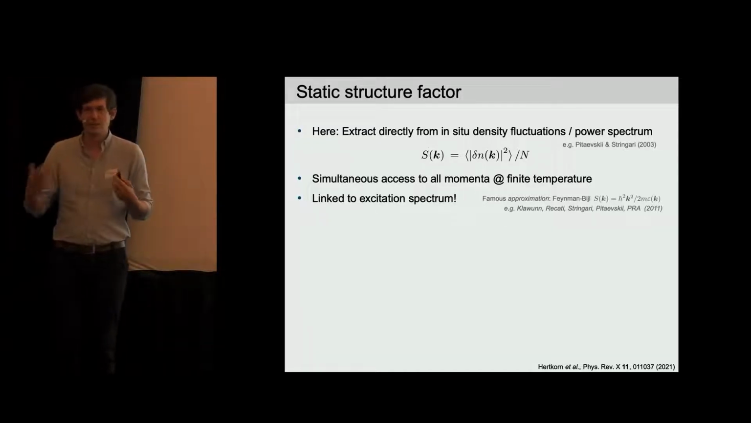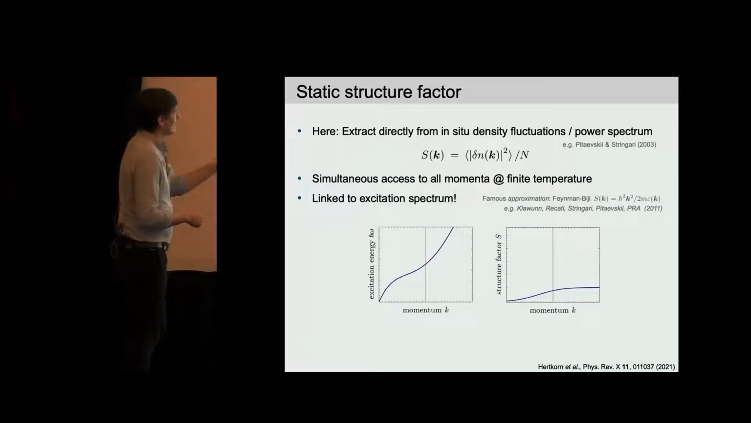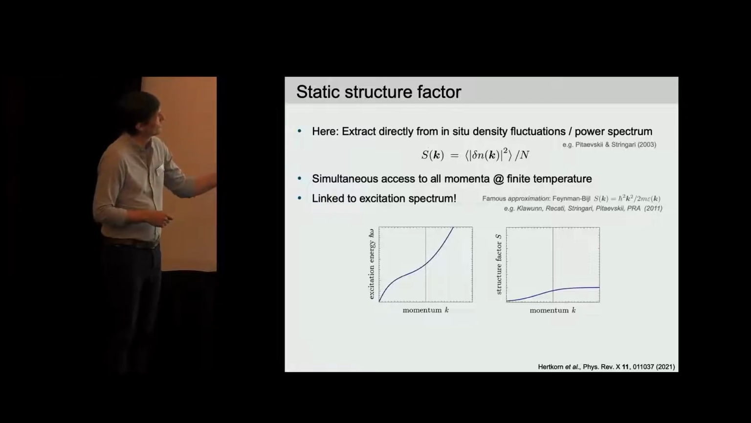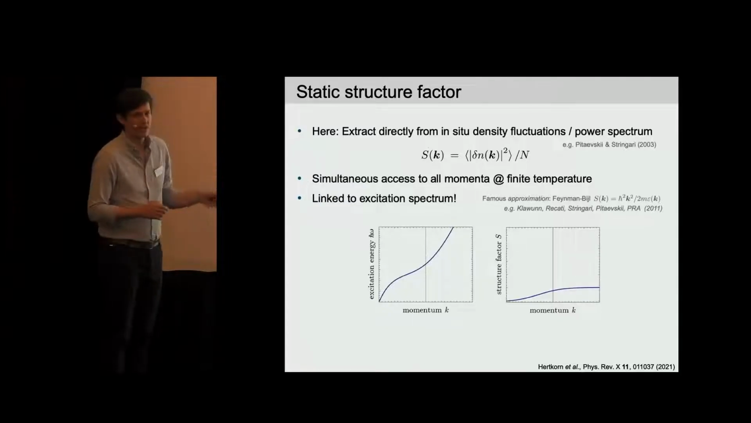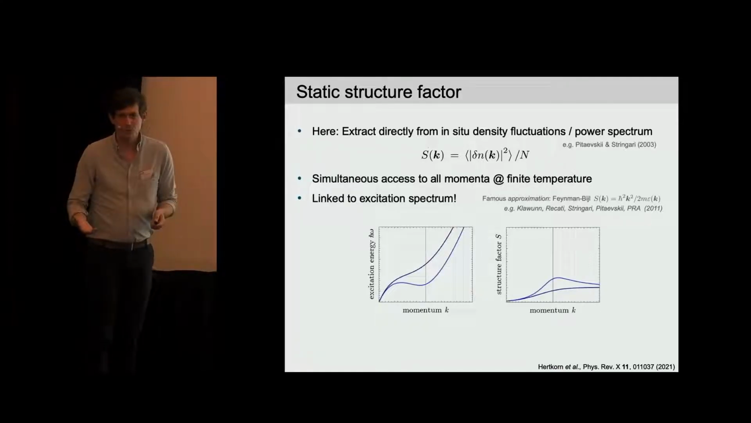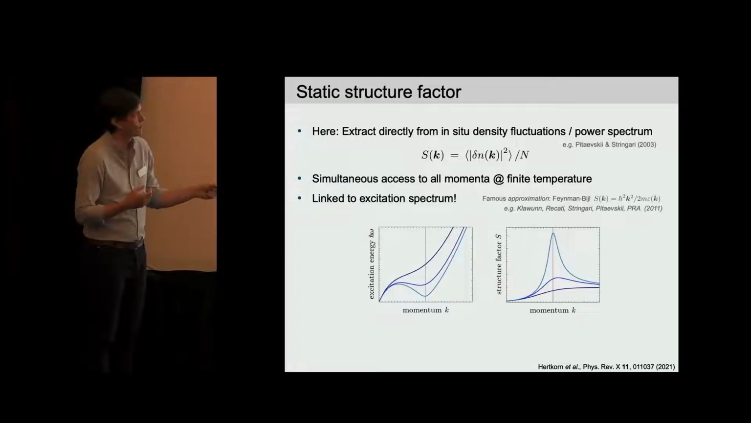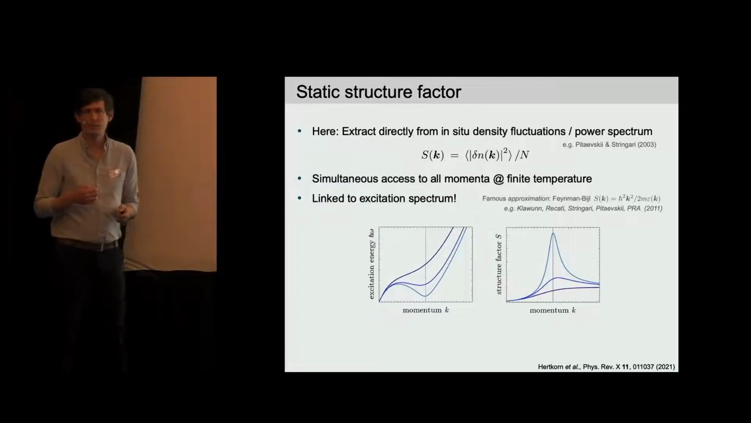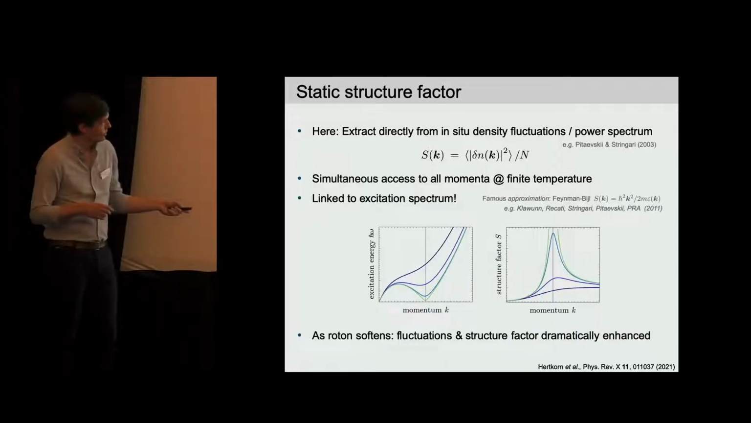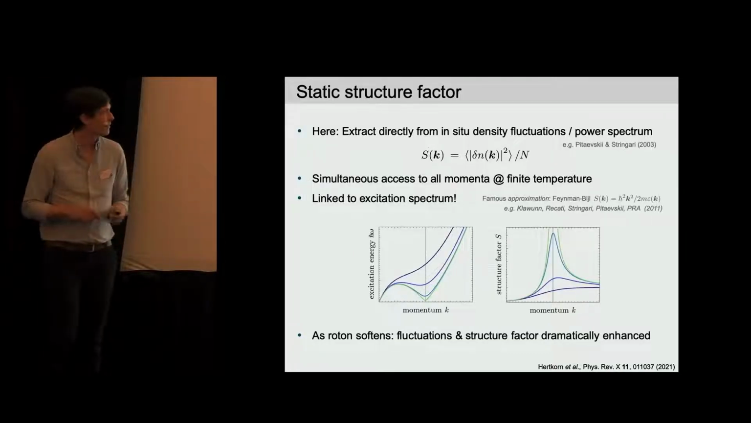So it's very nice for me now to illustrate what it really means. So here's again this excitation spectrum that I was showing you before. There's sort of already a roton minimum starting to emerge. And here's the corresponding structure factor. And now we will again approach the transition. You see there's this roton minimum emerging, and at the same time, there's a strong peak coming up in the structure factor at the same momentum. So as the roton softens, fluctuations and the structure factor get dramatically enhanced.